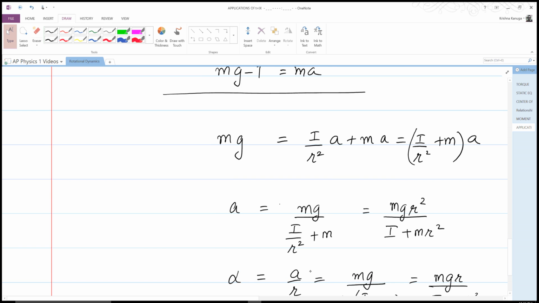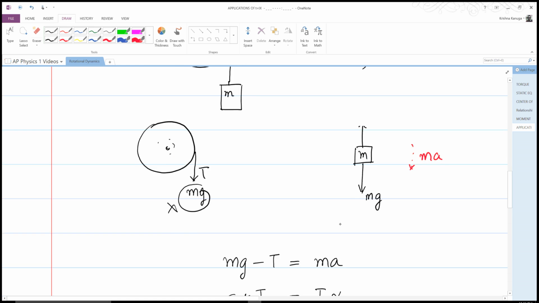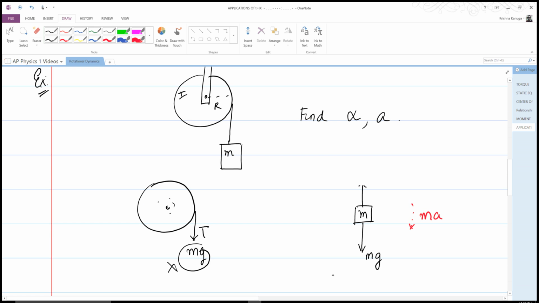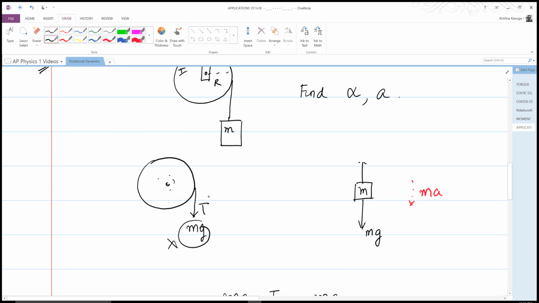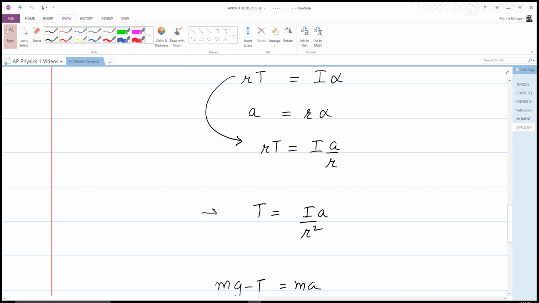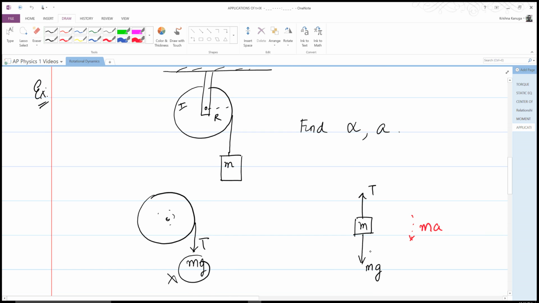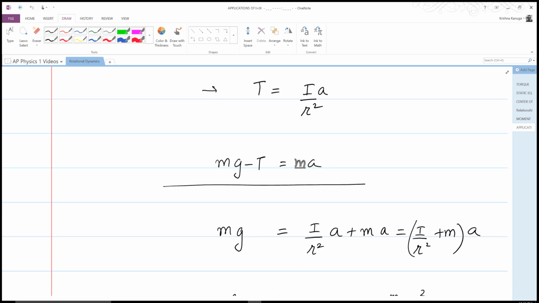Once again, just remind yourself: break everything down, draw your free body diagrams, and just remember that it is the tension that is responsible for the torque and not mg entirely. If you see, tension ends up being less than mg, so we need to understand that. And then the rest of it is basically just doing some simple algebra.